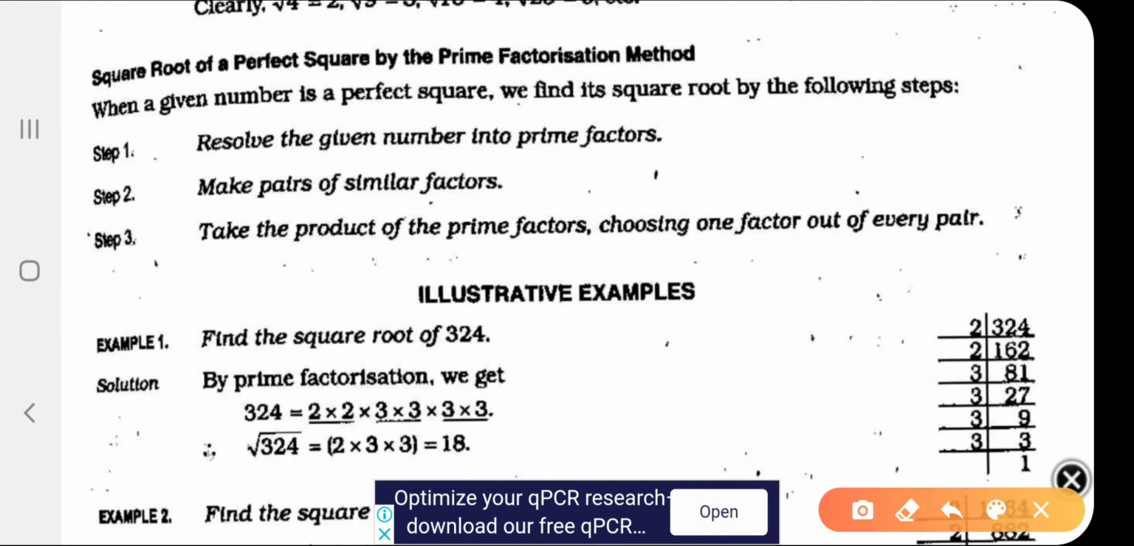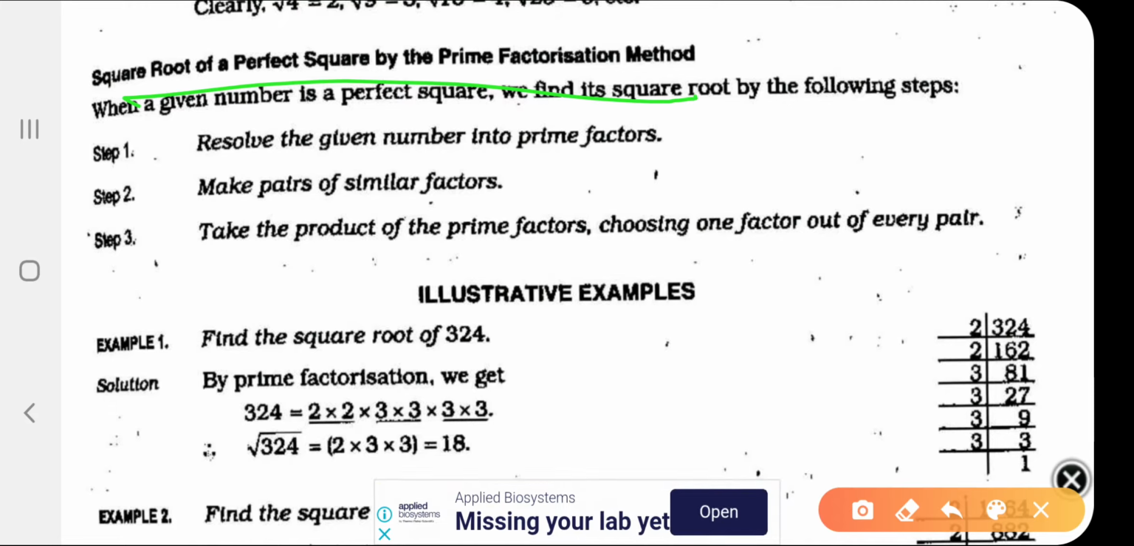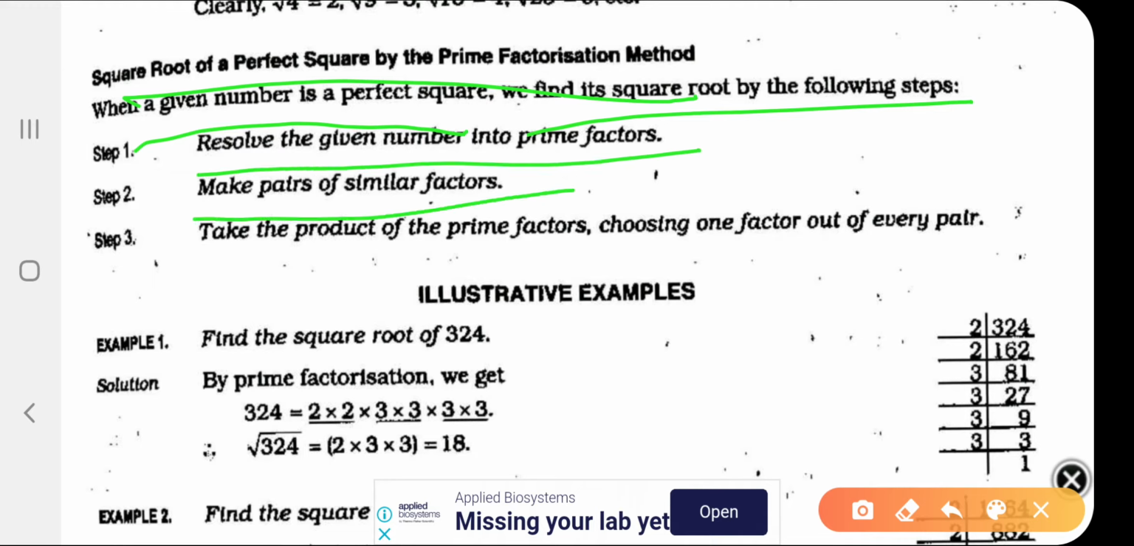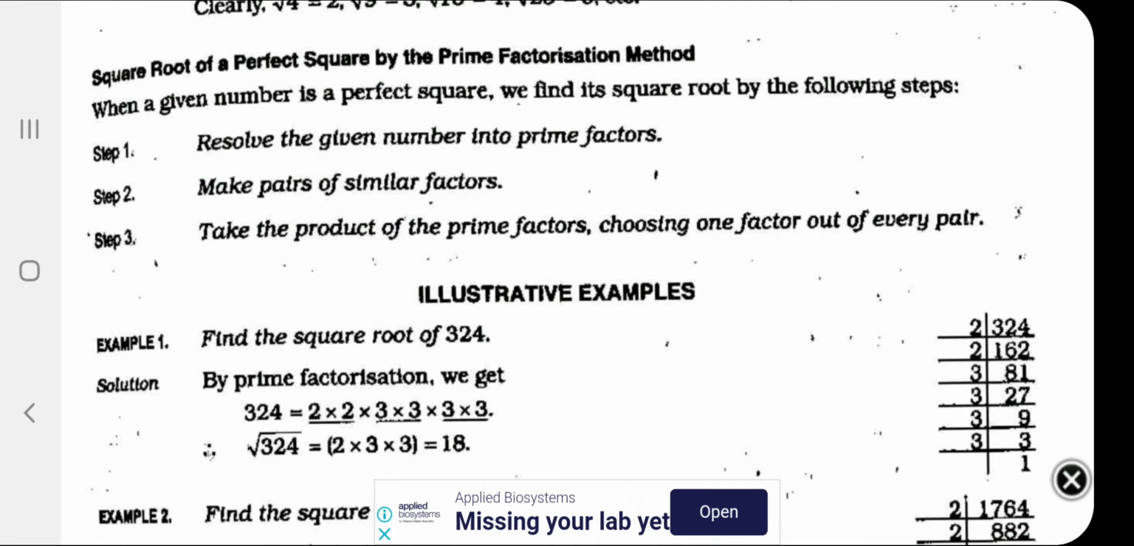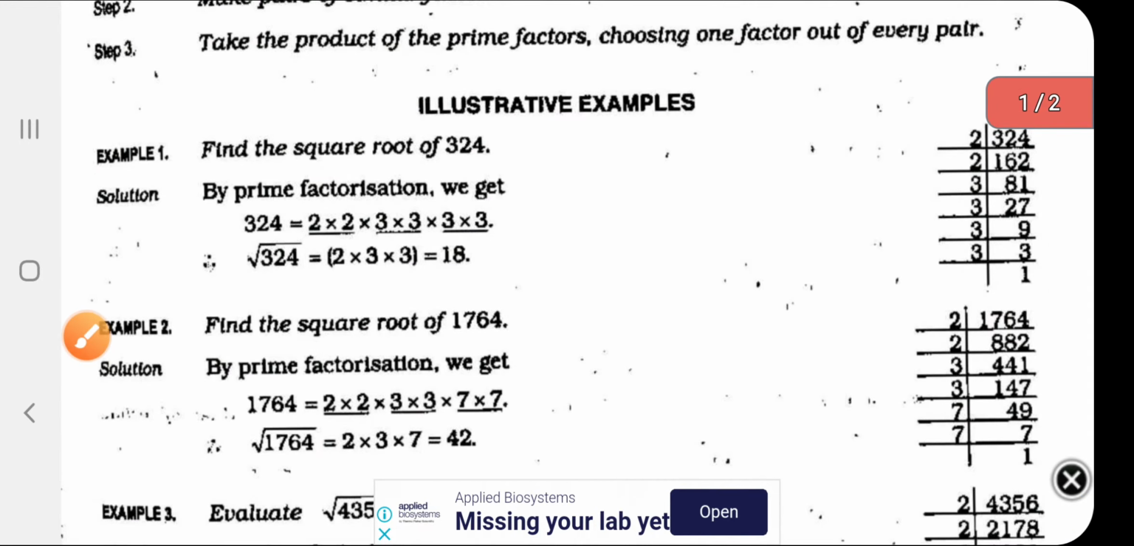Okay, the square root of a perfect square by prime factorization. When a given number is a perfect square, we find the square root by following steps. Resolve the number into prime factors, make pairs of the similar factors, and take the product of the prime factors by choosing one factor from every pair. This is very simple. Let's see the first example.